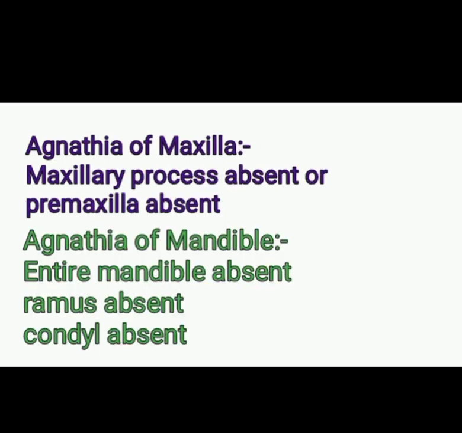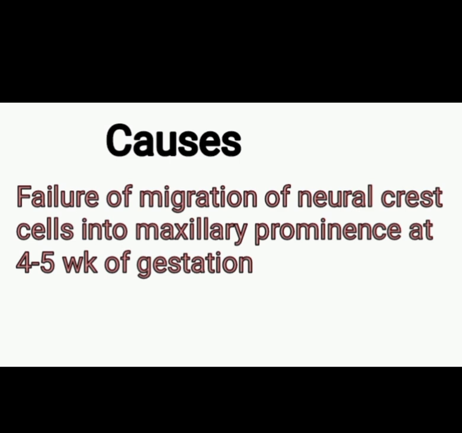In agnathia of maxilla, maxillary process absent or premaxilla absent. In agnathia of mandible, entire mandible absent, either ramus absent or condyle absent. Now what are the causes? Failure of migration of neural crest cells into maxillary prominence at 4 to 5 weeks of gestation.